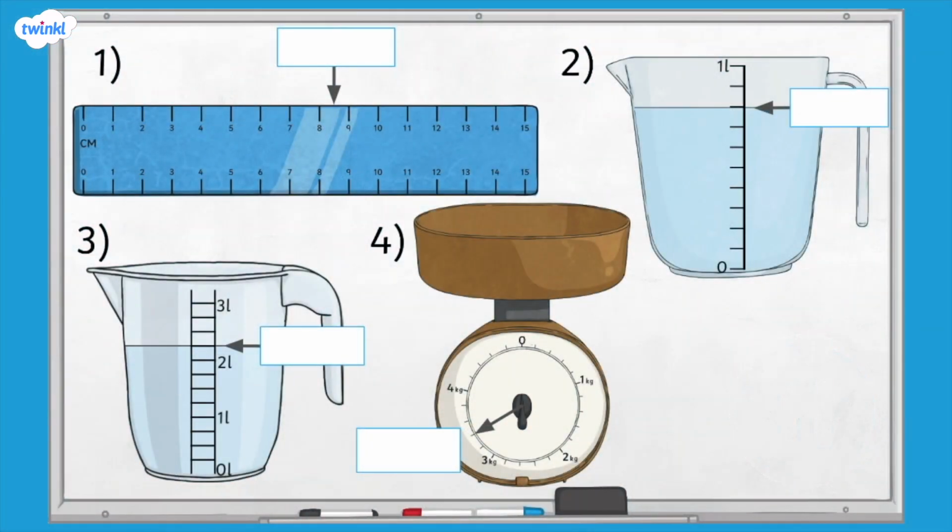How did you get on? Brilliant! The ruler is showing 8.5 centimetres. The measuring jug is showing 0.8 litres. The measuring jug is showing 2.25 litres. The scales are showing 3.4 kilograms.